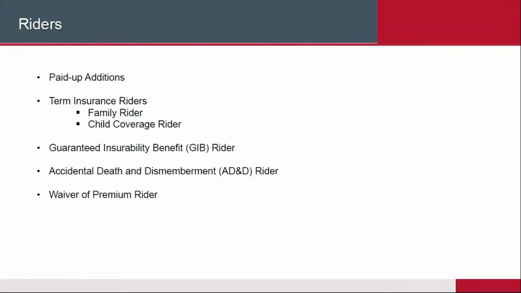I would put an asterisk next to that because usually there's an exam question on paid-up additions, so you should read that. And the book does a good job explaining how that works as well.